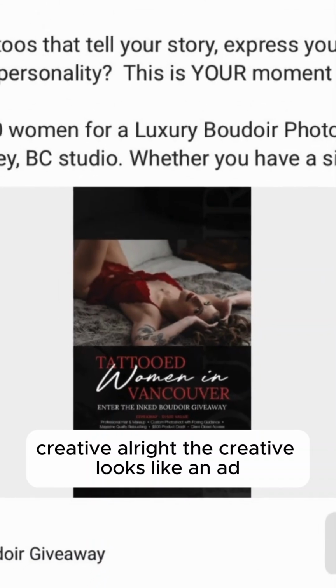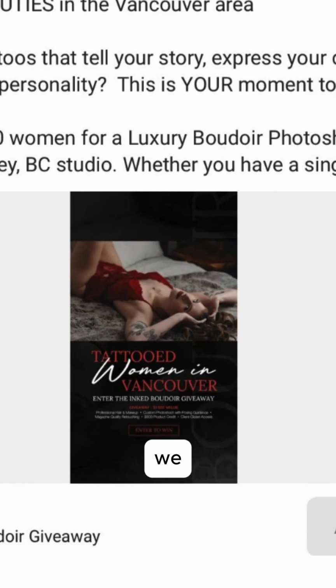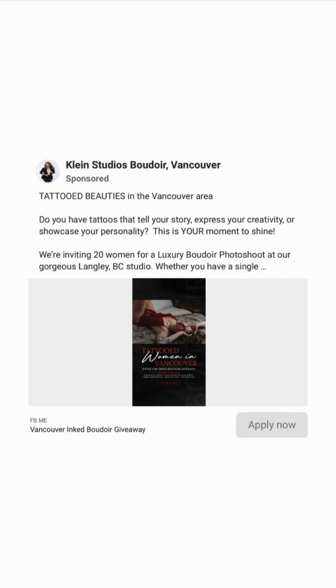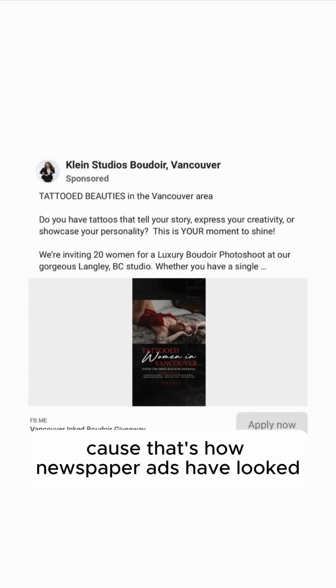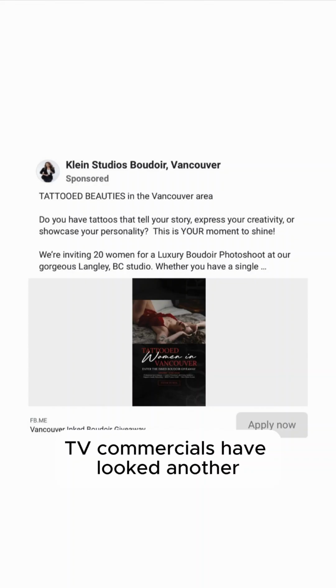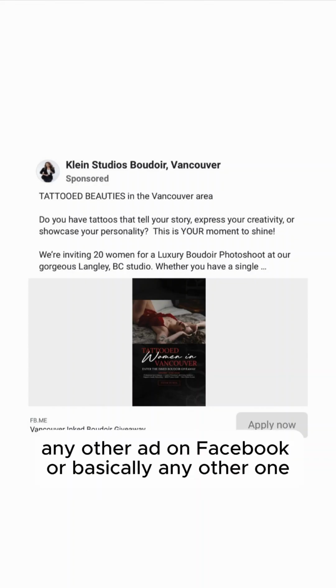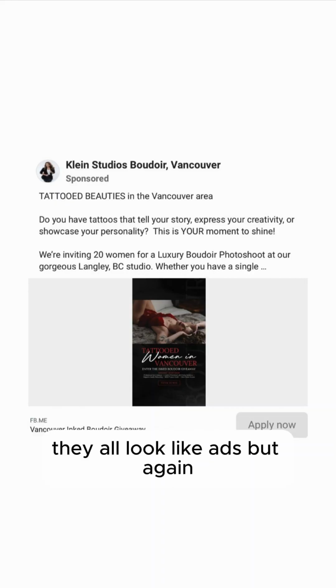Creative. All right, the creative looks like an ad, so it looks like an ad mistake. The false belief that caused us to make this mistake is we believe our ad should look like ads because that's how newspaper ads have looked, magazine ads have looked, TV commercials have looked, and any other Boudoir Facebook ad on Facebook. They all look like ads.